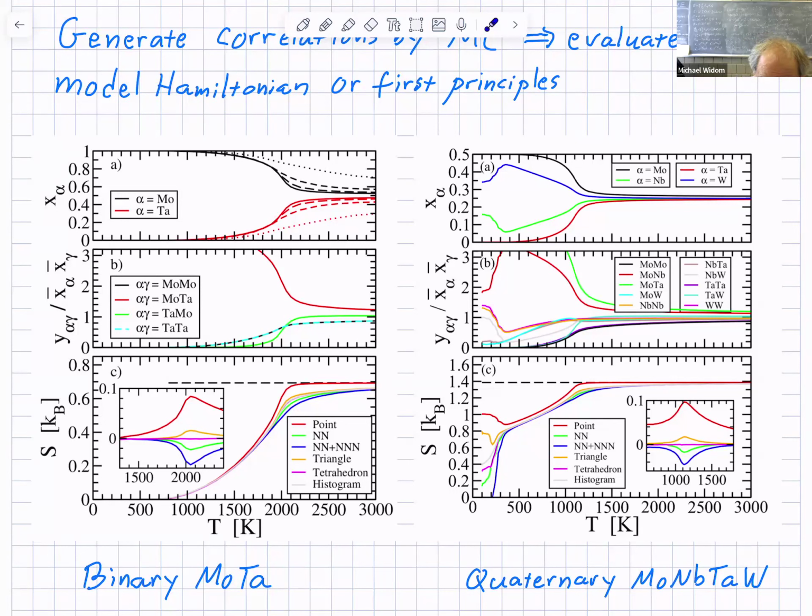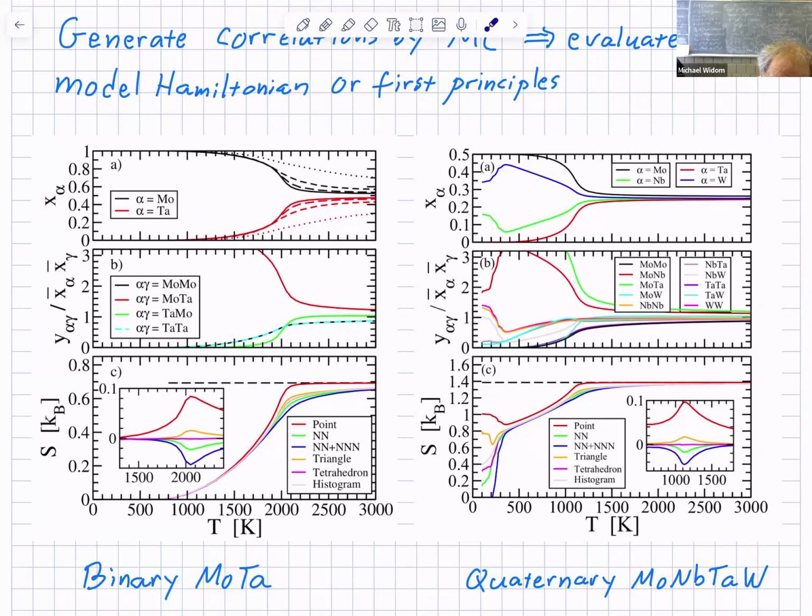And now if we look at the entropy within the cluster variation method, taking the simulated correlation functions, we see at the point level the entropy is systematically equal to the log of 2 above TC, and then below TC it drops off due to creating the sublattice order.